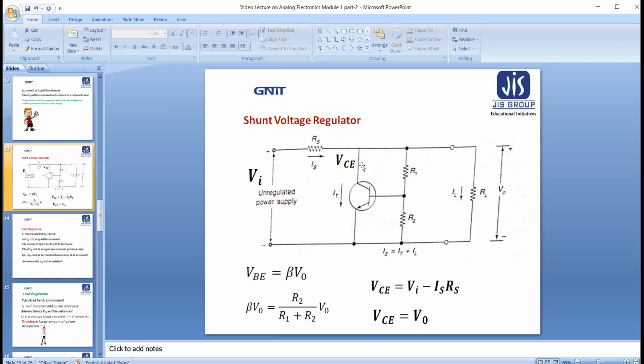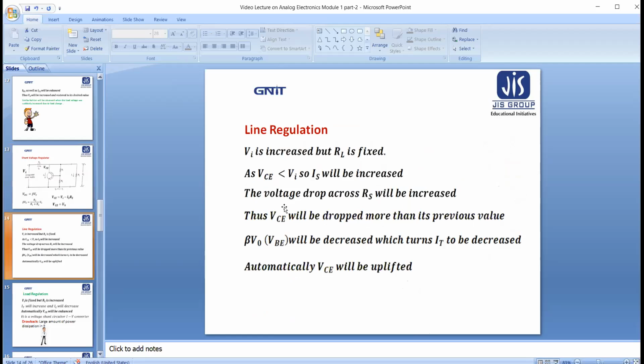And VCE means the voltage across the collector to emitter. If you see, the collector terminal is connected to that point, the emitter is grounded, and it is directly parallel to the load resistance. So VCE can be said to equal V0, and also VCE is equal to VI minus IS into RS. Now line regulation.